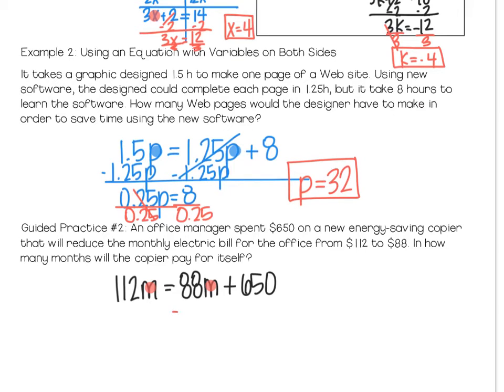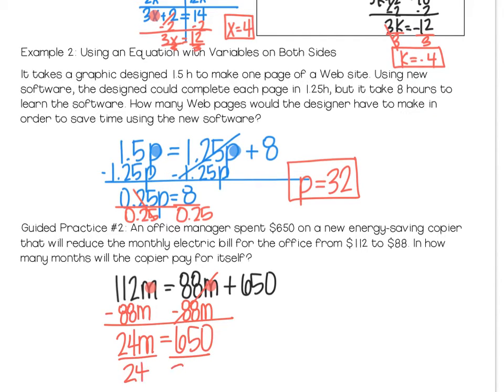If they're already on the same side, you just add, but they're on opposite sides, so we're going to have to do the opposite. Positive 88, the opposite of that is going to be negative 88 or minus 88. And then I get 112 minus 88, which is going to give me 24m equals 650. Then if I divide both sides by 24 to get m by itself, I get m equals 27.08. So it's going to be about 27 months.